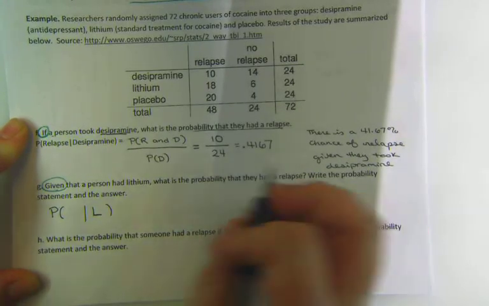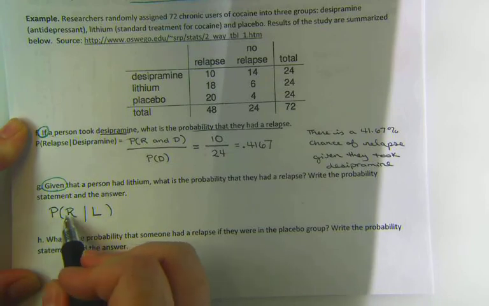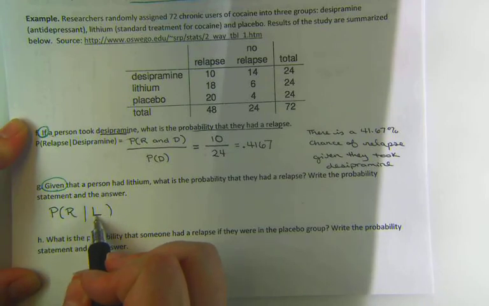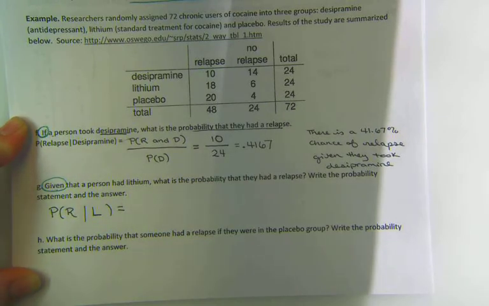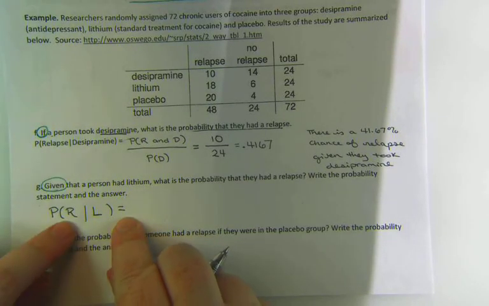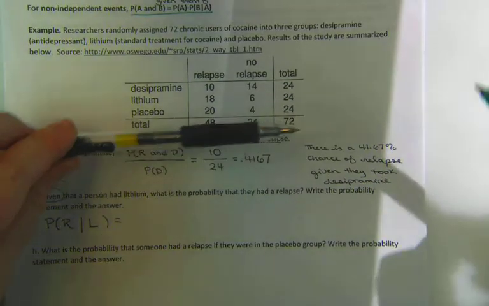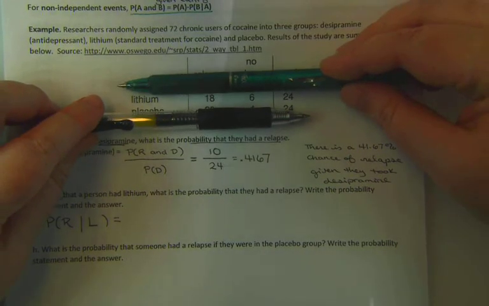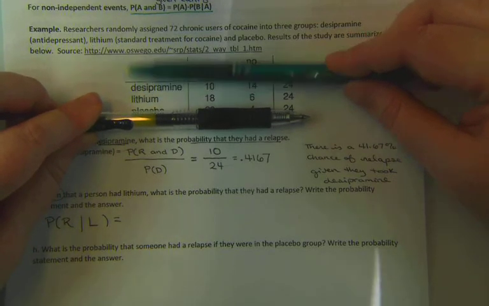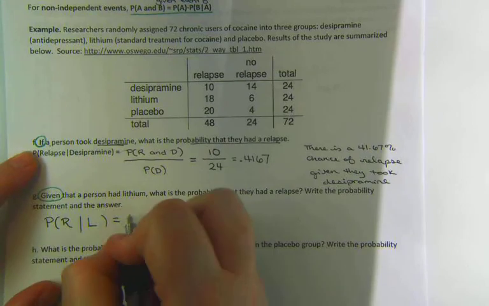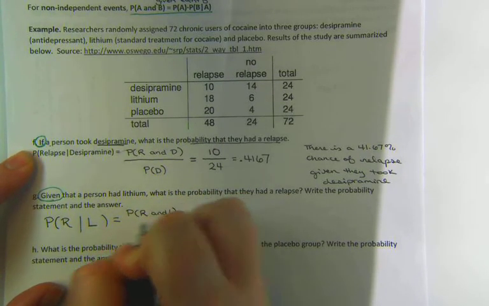So given that a person had lithium, what's the probability that they had a relapse? So making our probability notation, we're going to have some event given another event. So we're going to have our line, then the second event. So given that a person had lithium, so that's our given information, and we're looking for the probability of relapse. So that would go there. So this is saying the probability of relapsing given that they were taking lithium.